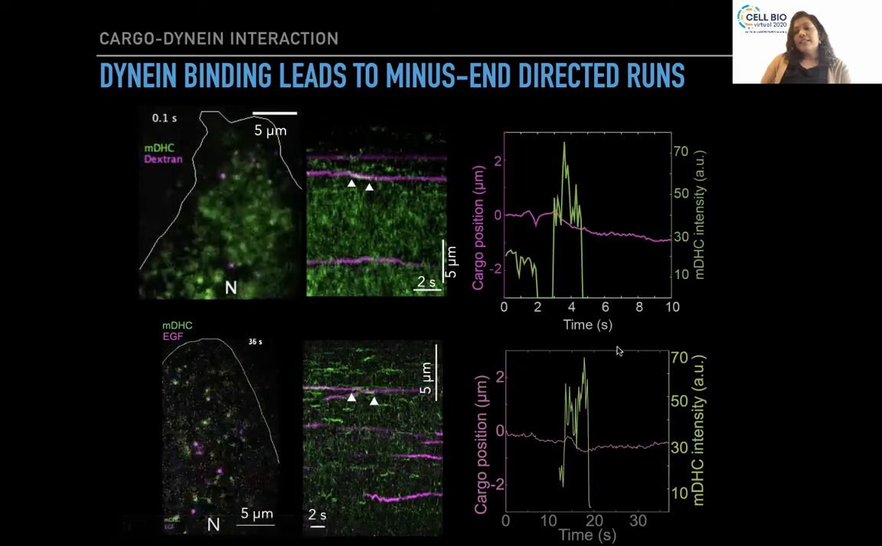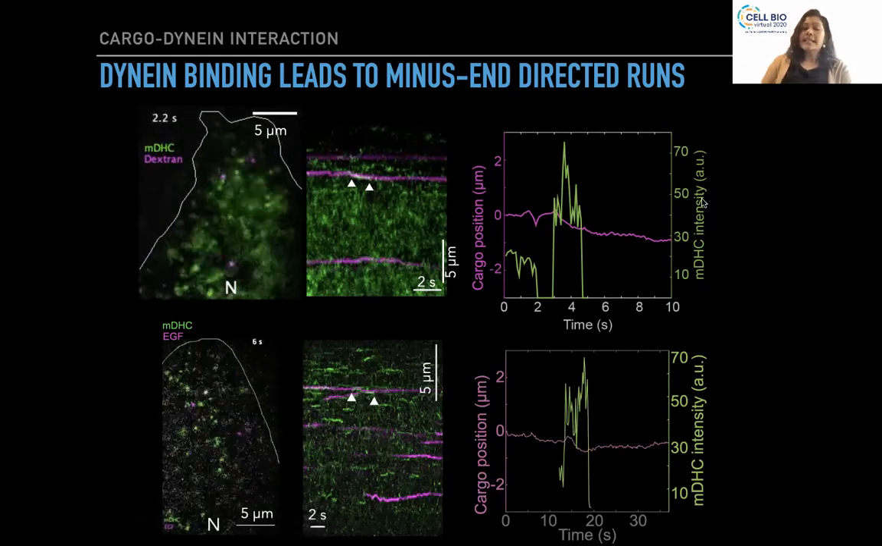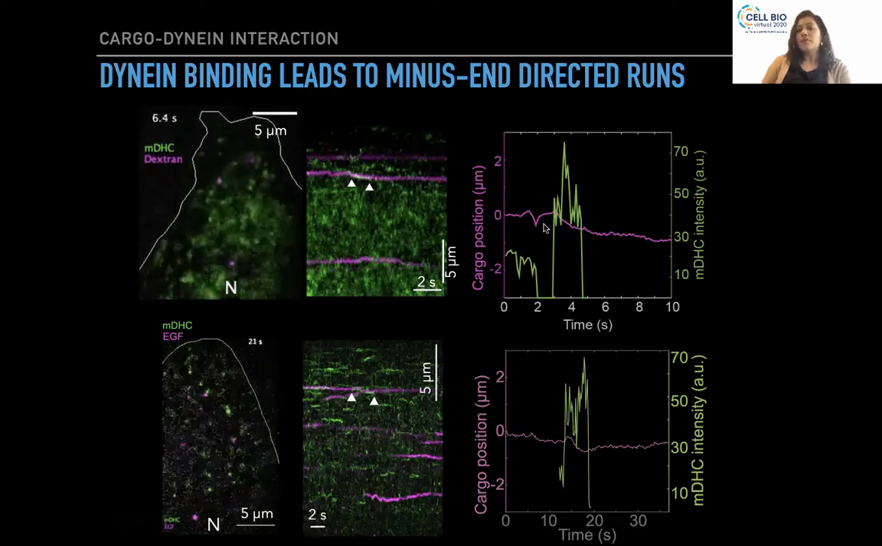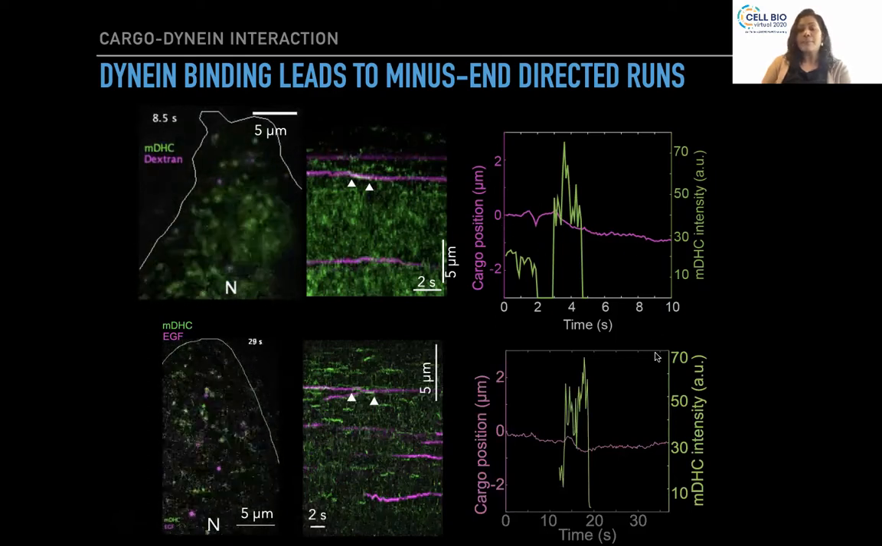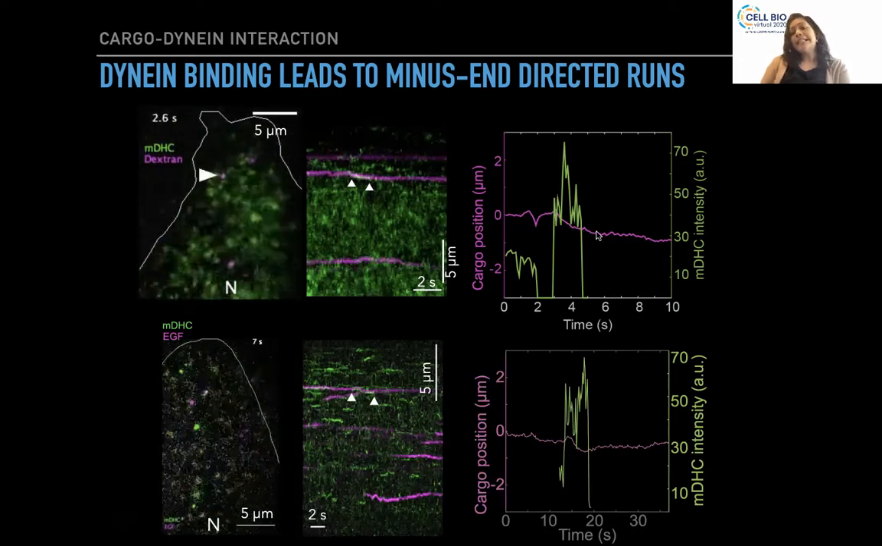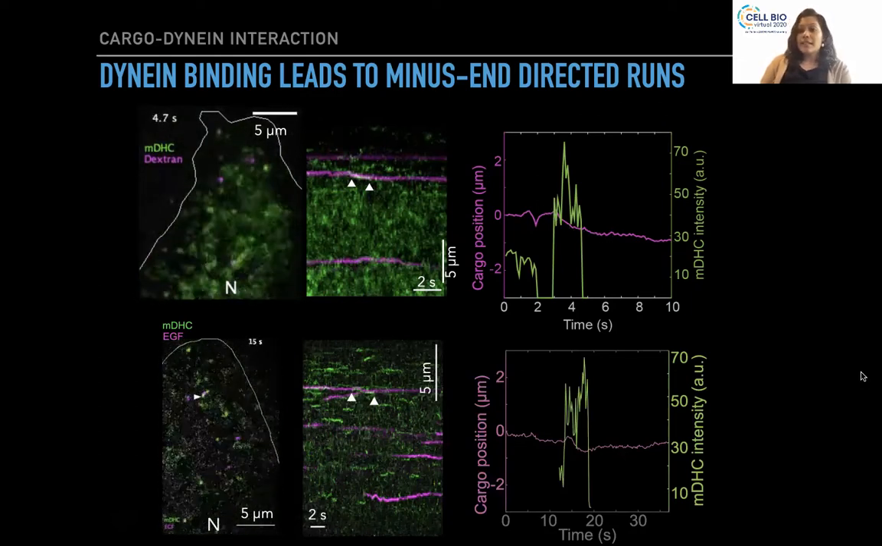And it's quantified here in these plots with the intensities of the dynein molecule in green and the position of the cargo indicated in magenta. As you can see, there is a movement only after dynein binding, and as soon as dynein detaches, you see that the cargo remains stationary.